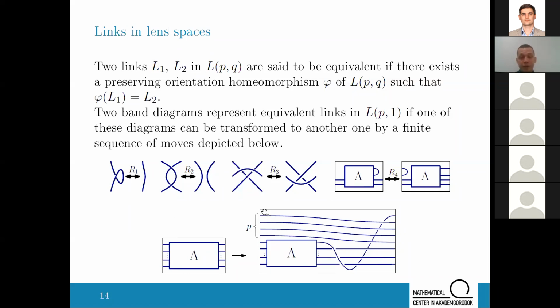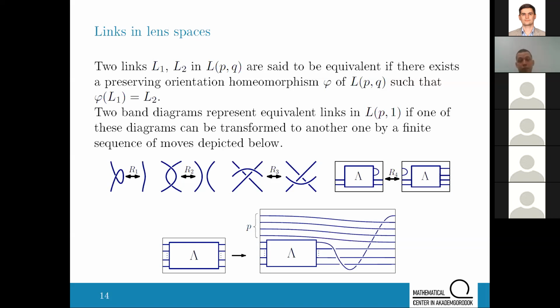Yeah, and why I said LP1 here: of course the theorem is proved for all links in lens spaces L(p,q), but this global move looks more difficult. That's why I speak about links in LP1. And for me in this talk, this case is the most important, links in LP1, because the main theorem which I'm going to formulate is about links in LP1.